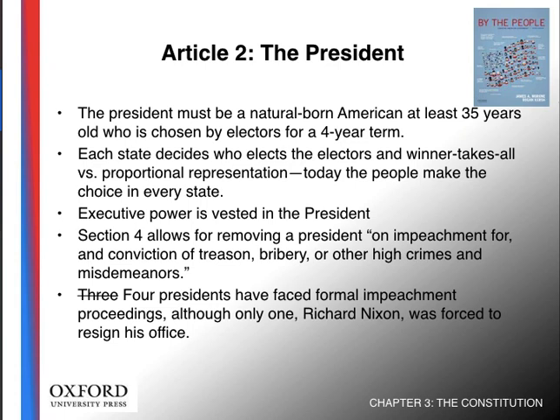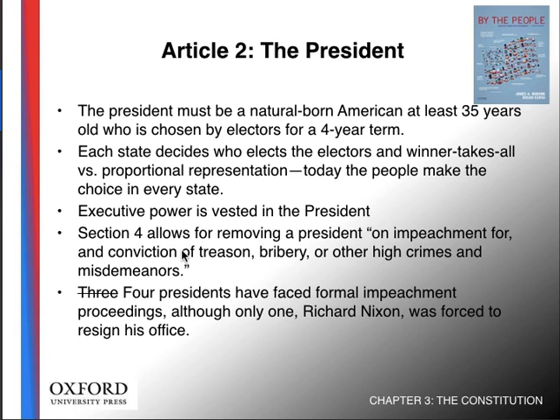All right, and Article 2 is the article that sets up the executive branch. The president must be a natural-born American, at least 35 years old, who is chosen by the electors for 4 terms. Each state decides who elects the electors, and whether it's winner-takes-all or proportional representation. Most states do winner-takes-all, so whoever wins the popular vote, 51% of the popular vote in that state, all those electors' votes go to that candidate. I'll explain a little bit of that in a minute.